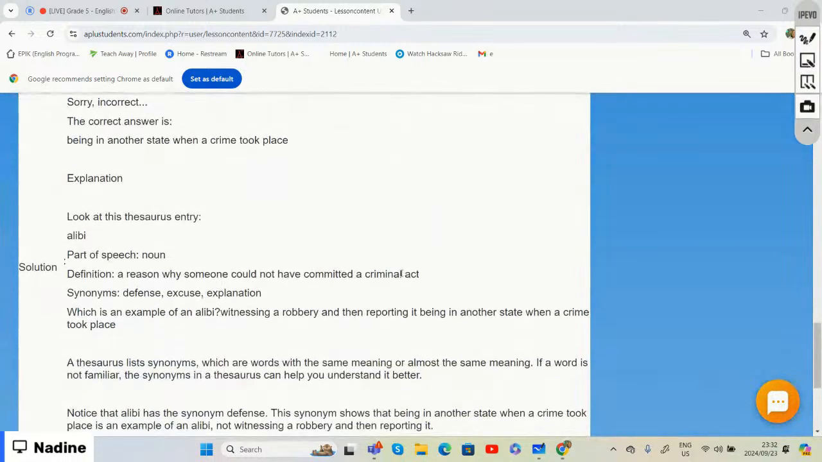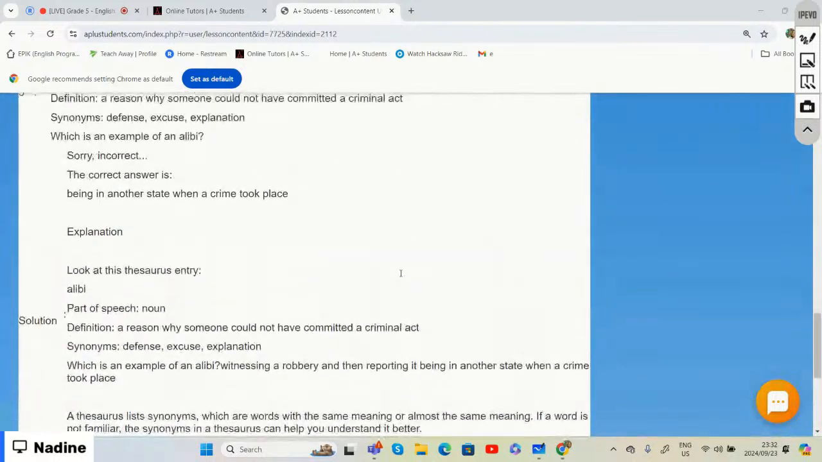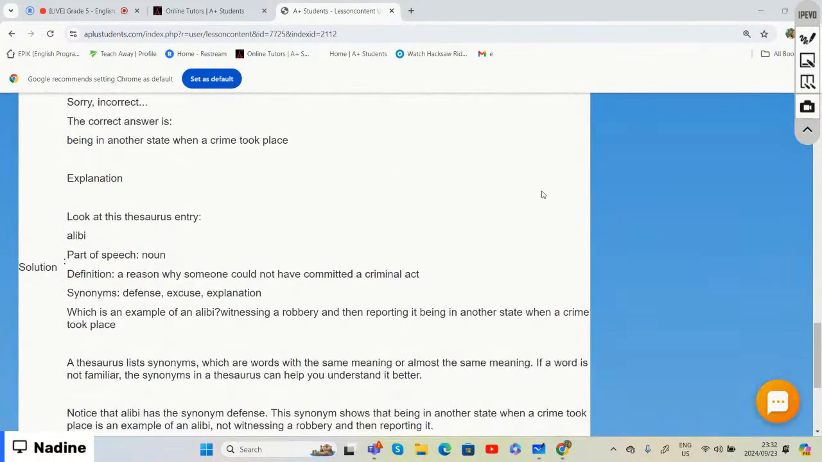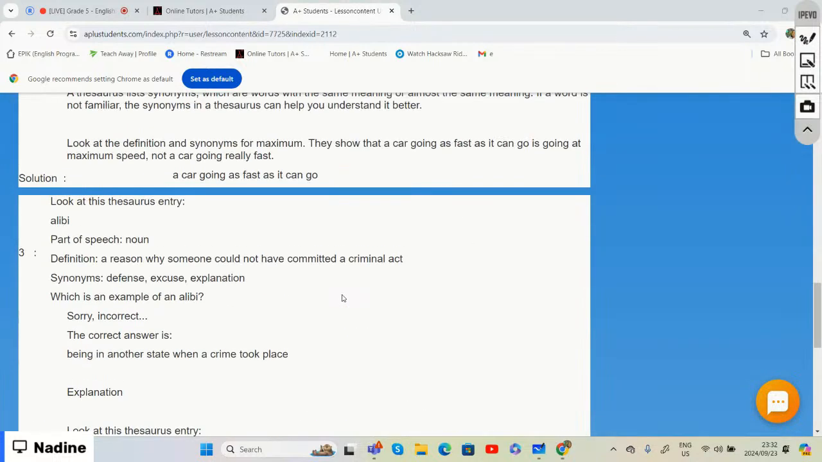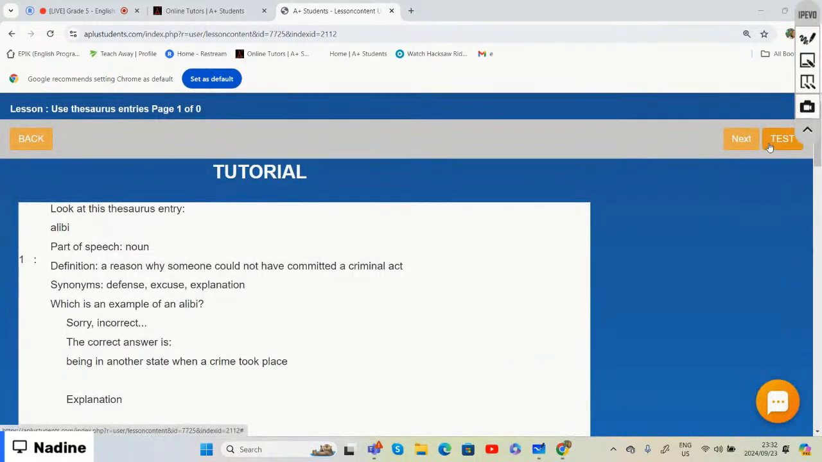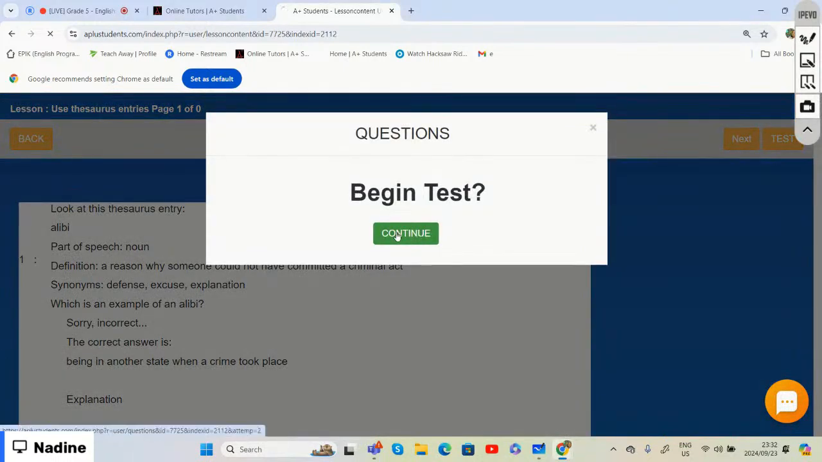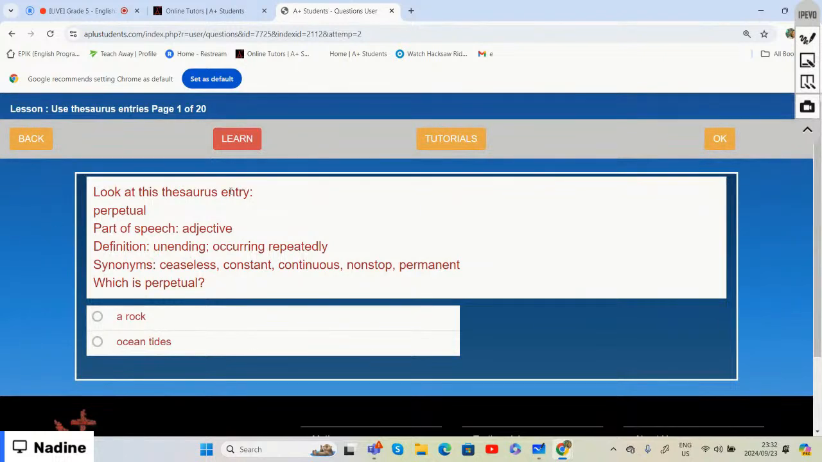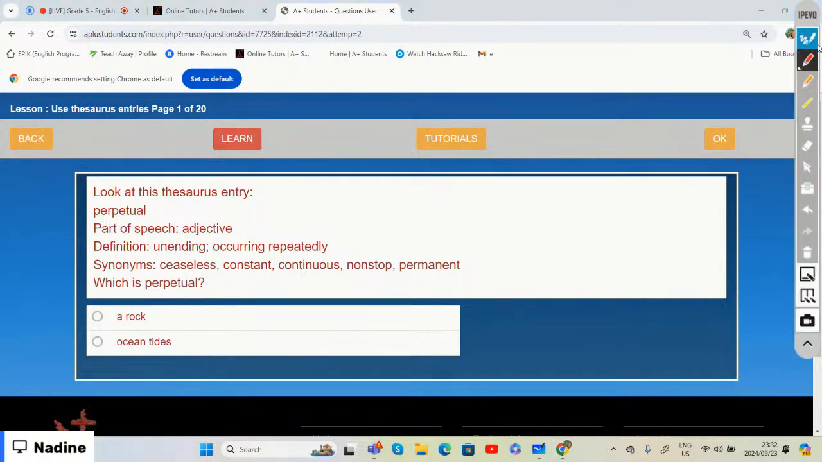All right, let's look at the last one, and then we're going to our test. Here we have, oh, this one is already the same. Okay, let's go to our test because alibi is the same. All right, so now we're going to our test, right? It says use thesaurus entries. Our word is perpetual. That is the word, perpetual.